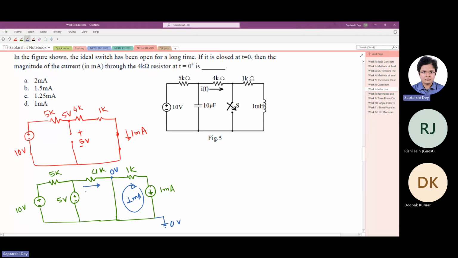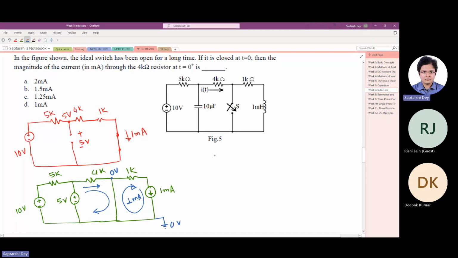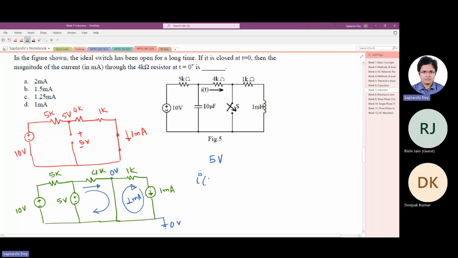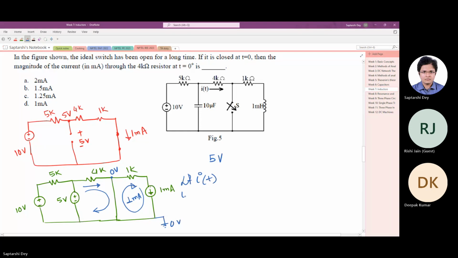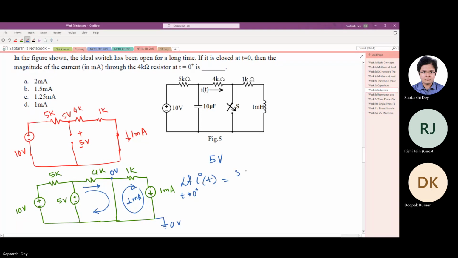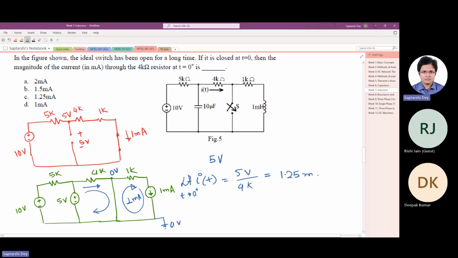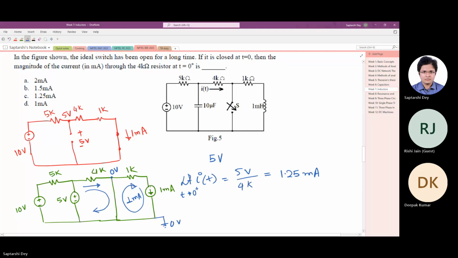So we can simply apply KVL here and we can find out. Just looking at this, we can say that the voltage across the 4K resistance is 5 volt. Right? This voltage is coming 5 volt. So the current IT at t tends to 0 plus is 5 volt by 4 kilo ohm. That will be 1.25 milliampere. Any question till now? Okay.